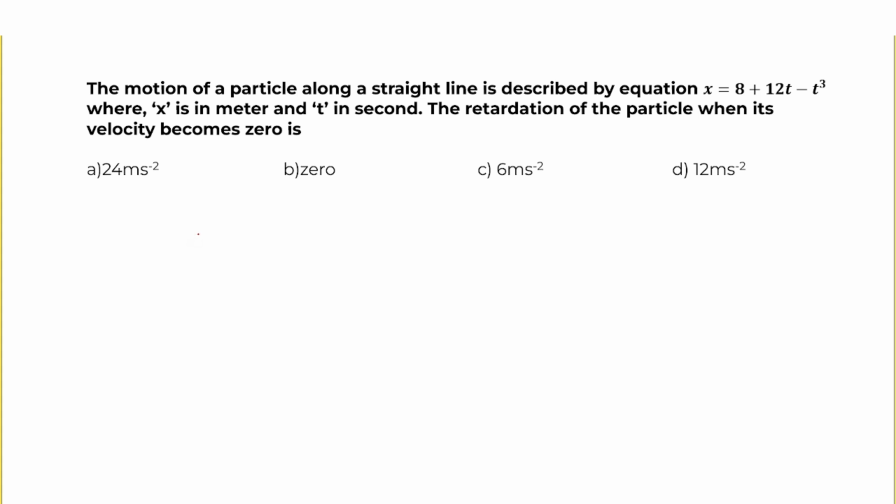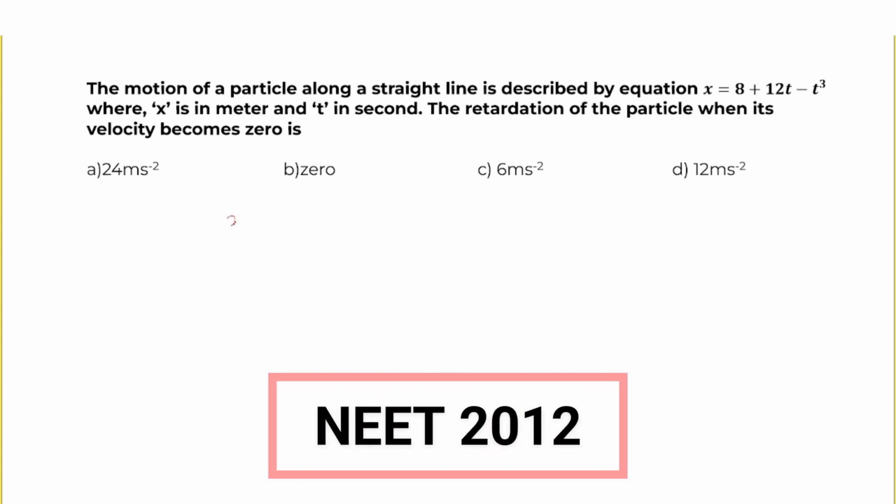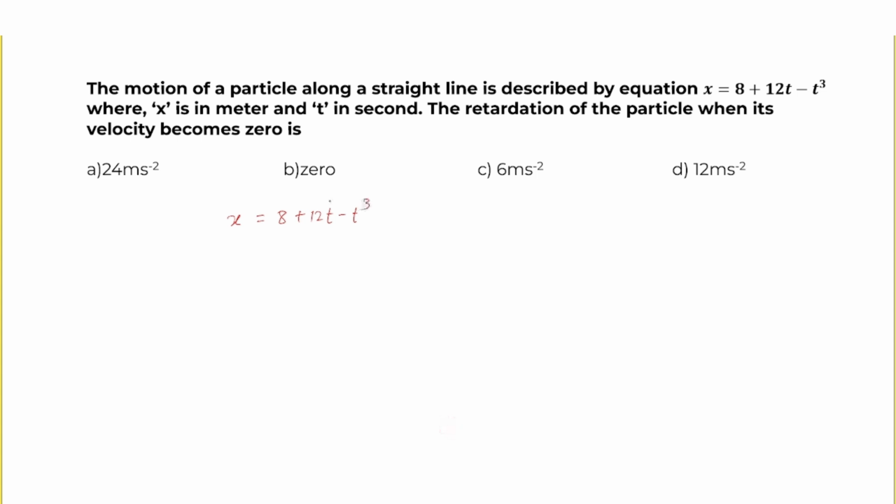The motion of a particle along a straight line is described by the equation x equals 8 plus 12t minus t cube, where x is in meters and t is in seconds. Find the retardation of the particle when its velocity becomes zero. So to figure out the acceleration or retardation when the velocity is zero, let's first find the time when it is zero. So velocity will be equal to dx by dt.